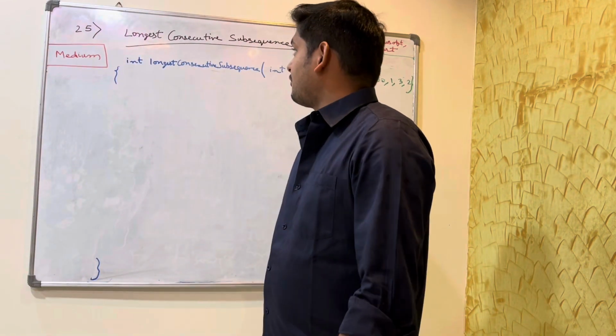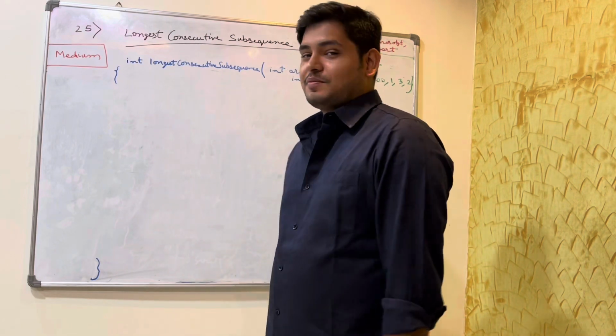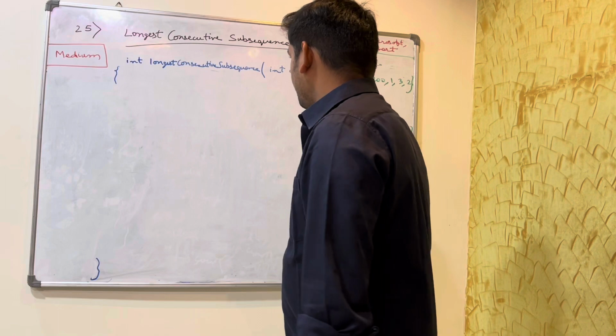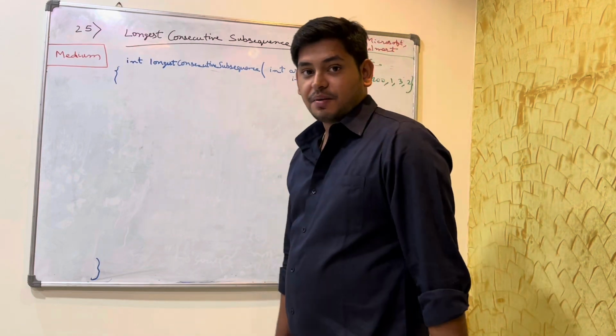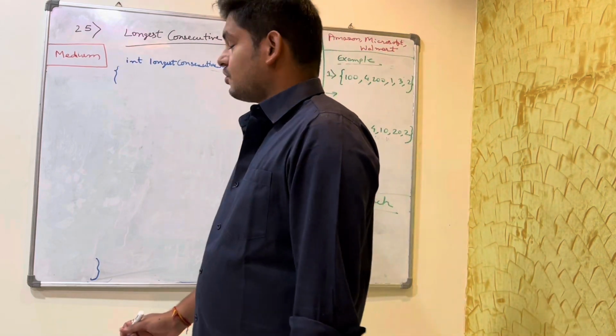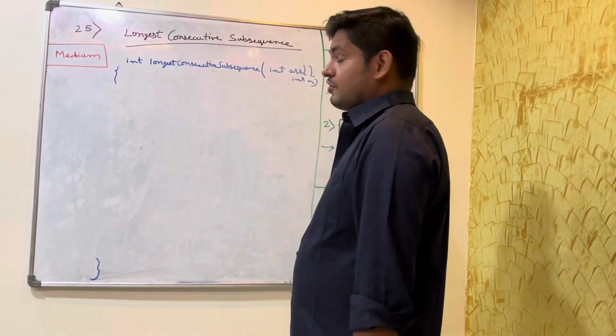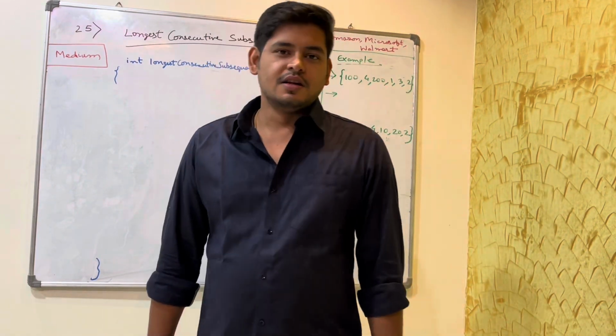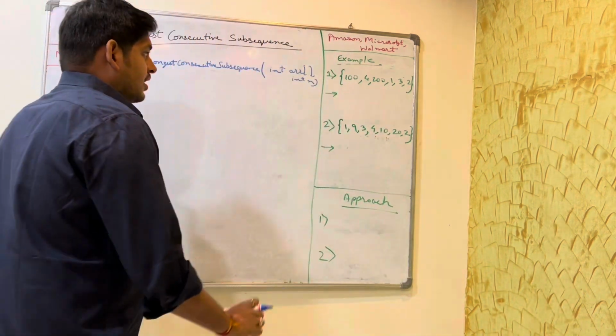Today we are going to solve the 25th question of the problem solving series, which is based on arrays. The question is, we need to find the longest consecutive subsequence of an array. This question has been asked in Amazon, Microsoft and Walmart, and the difficulty level of this question is medium to hard. So let's look at the example.